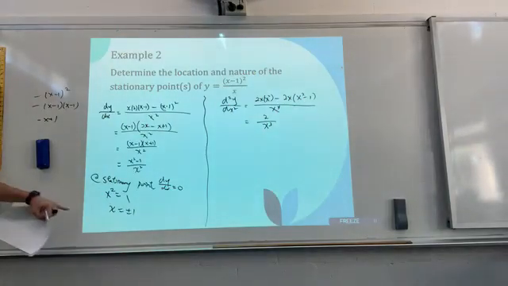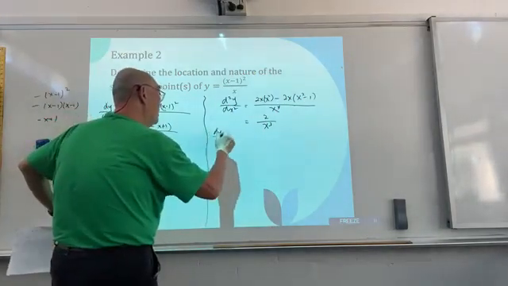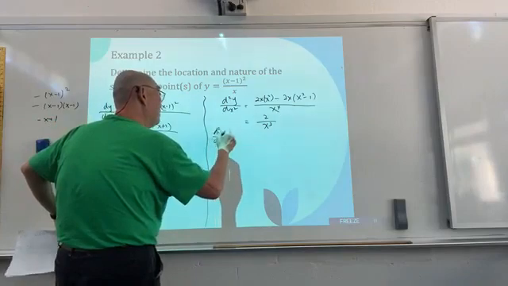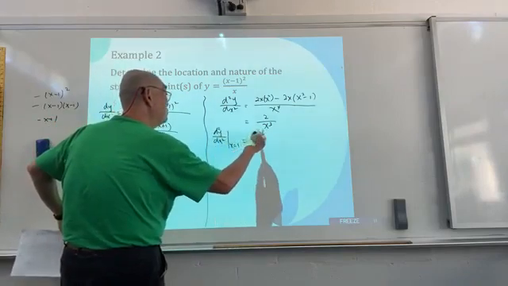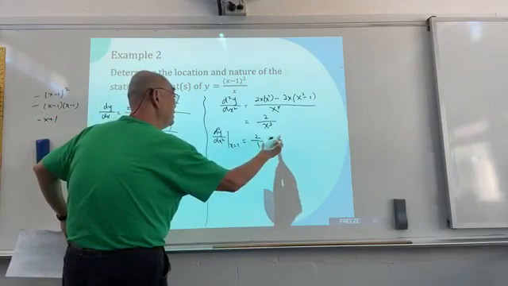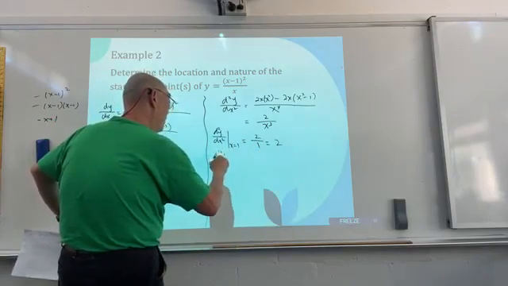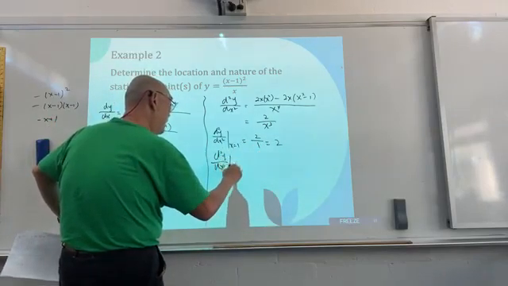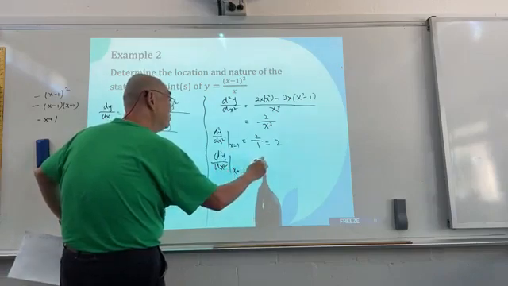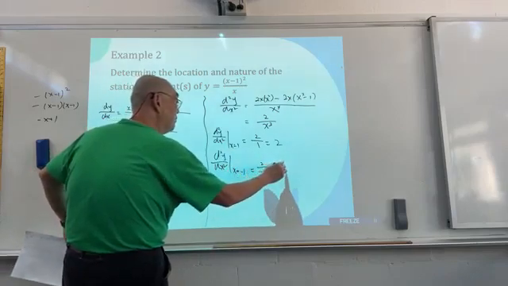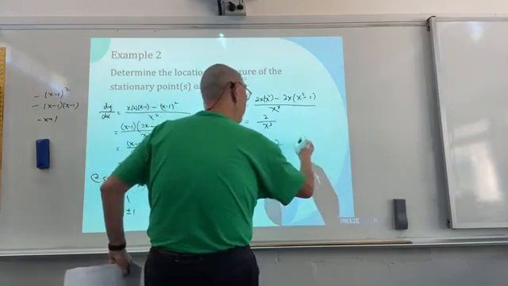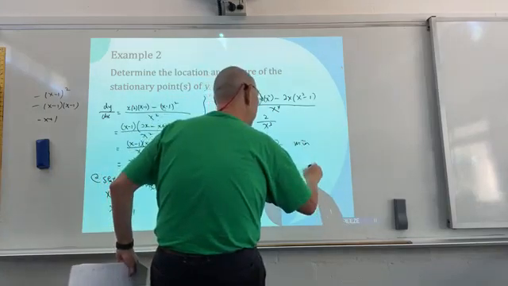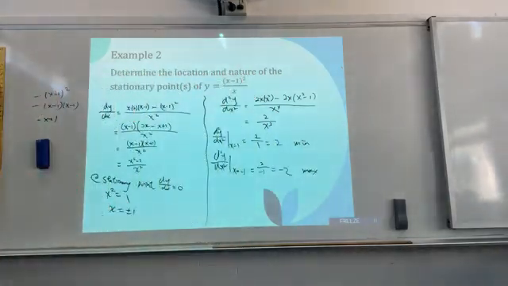Now, substitute in: d2y/dx squared at x equals 1 is 2 over 1, which is 2. d2y/dx squared at x equals minus 1 is 2 over minus 1, which is minus 2. So therefore, this is the min, and this is the max. Now, strictly speaking, I should work out the y coordinate as well.